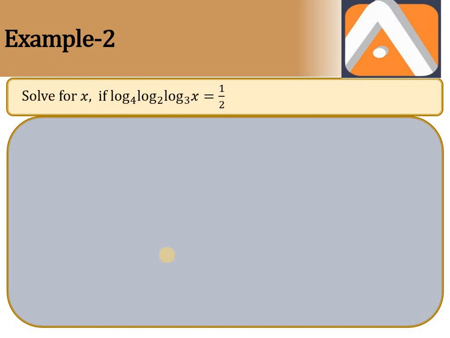Now let us go for the second question. They are asking to find the value of x, solve for x. The given condition is log of (log of (log 2 to the base 4) ...) with log x to the base 3 equal to 1 by 2. So there are three logarithms, one logarithm inside another, inside a third logarithm, like this. So log of log x to the base 3, to the base 2, to the base 4 is equal to 1 by 2, given.